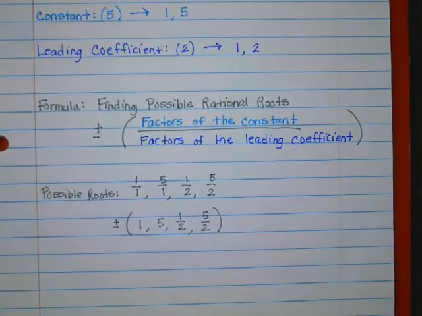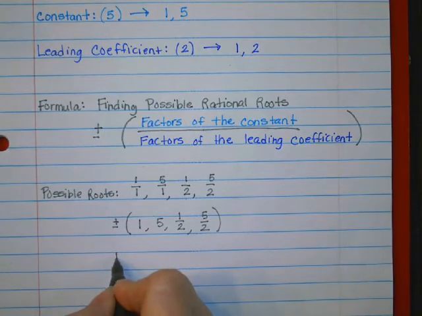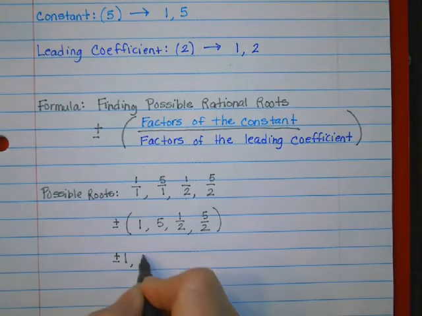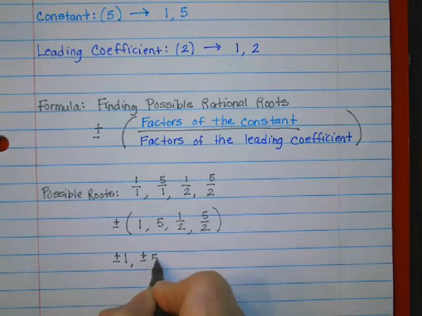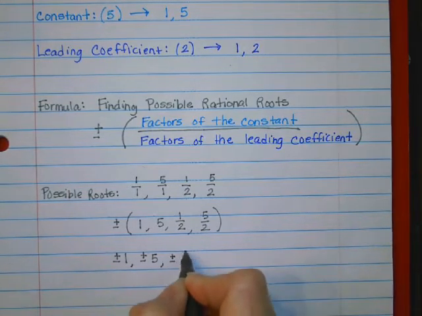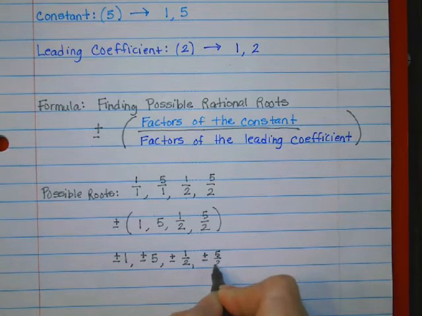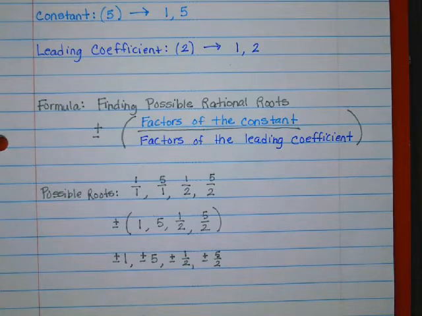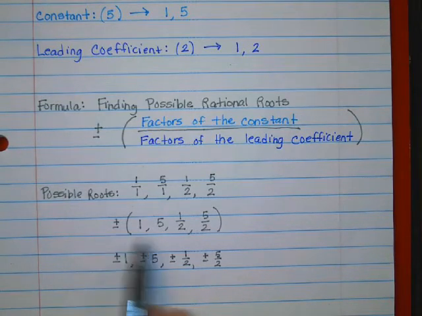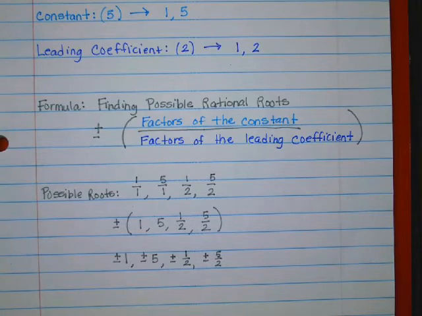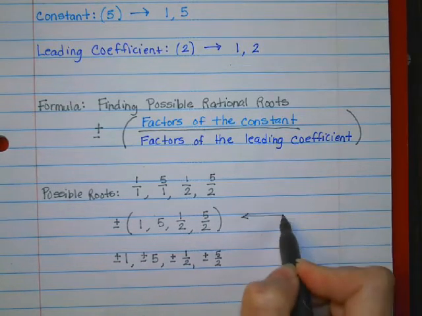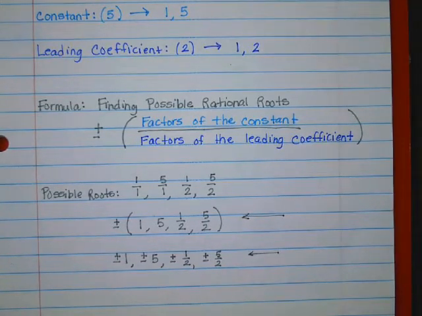When we start to do stuff online we'll spread them out. Online we'll write them plus or minus 1, plus or minus 5, plus or minus 1/2, and plus or minus 5/2. This is how they'll write them online. But for me, for homework, if you just put the plus or minus out here, that's like distributing, and I know that's what you're meaning. But if you want to write it like this, that's fine. So we're just looking for the possible roots. So either you can write your answer this way, or you can write your answers this way. Either one is fine.